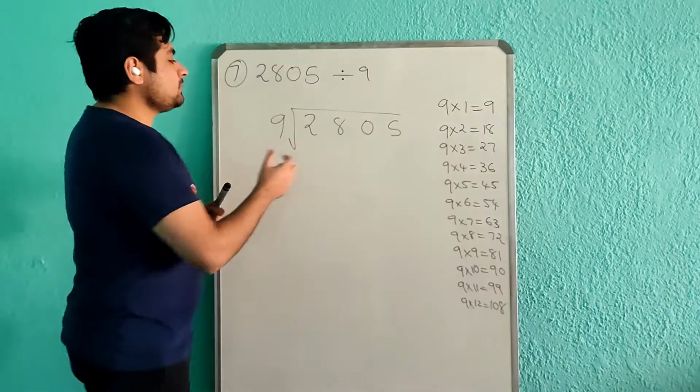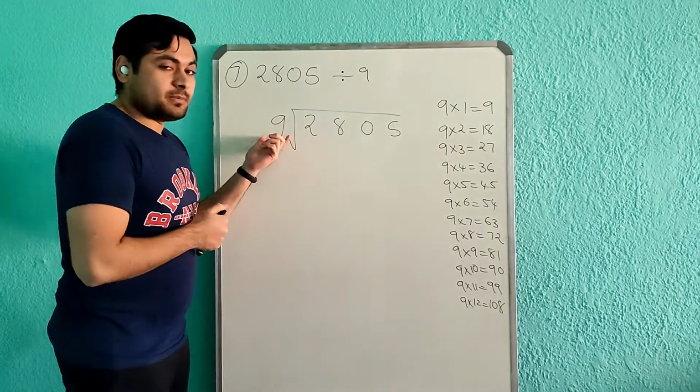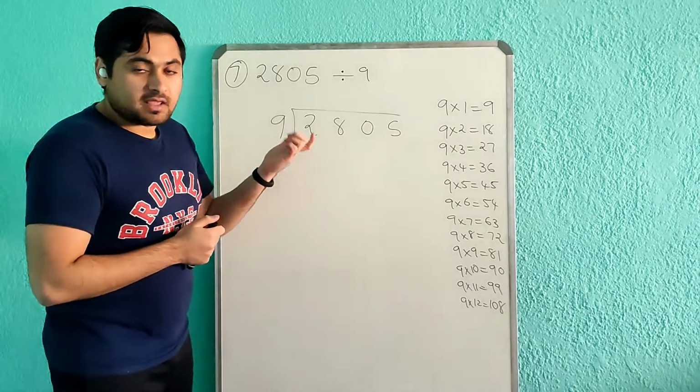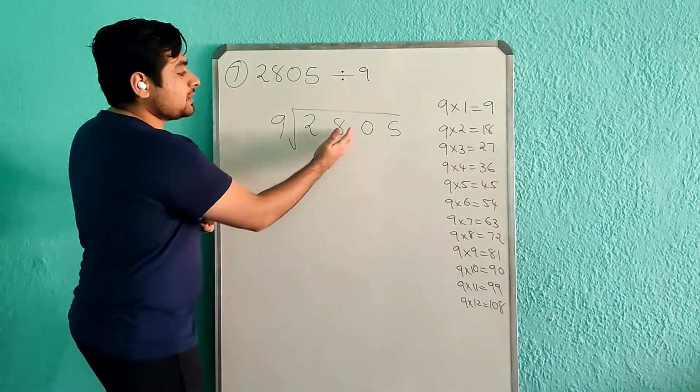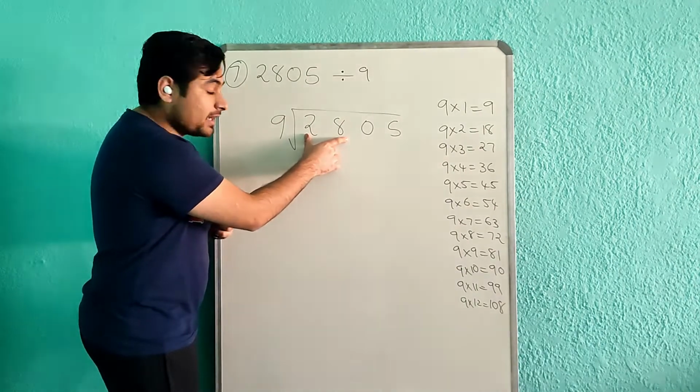So now we begin with the first digit. What do we ask? We ask ourselves, does 2 come in the table of 9? The answer is no. Why? Because 2 is smaller than 9, therefore it doesn't come. So what do we do? Now we include the second number. So now together, that is 28.